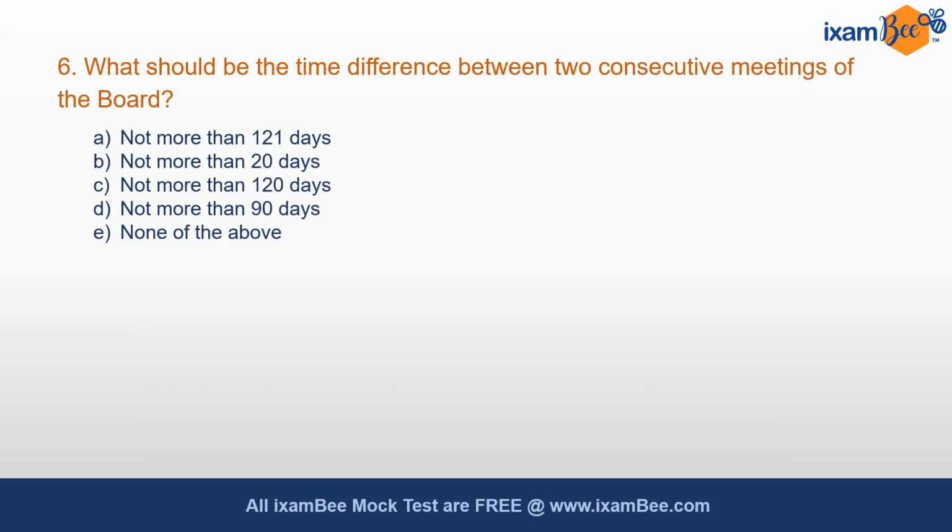Moving on to our next question. What should be the time difference between 2 consecutive meetings of the board? The correct answer is C, not more than 120 days.